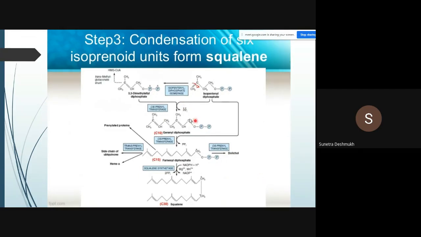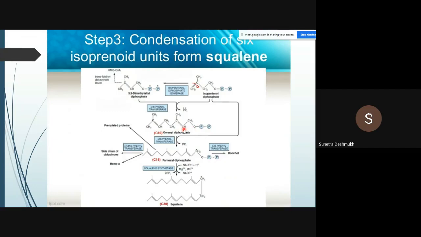Now, condensation of 6 isoprene units to form squalene. The first molecule they have taken is DPP, dimethyl allyl diphosphate, with 5 carbon atoms. Next we take isopentenyl diphosphate, also with 5 carbon atoms: 1, 2, 3, 4, 5. We condense these 2 molecules to give geranyl diphosphate, C10. So we get geranyl diphosphate with 10 carbon atoms: 1, 2, 3, 4, 5, 6, 7, 8, 9, 10.